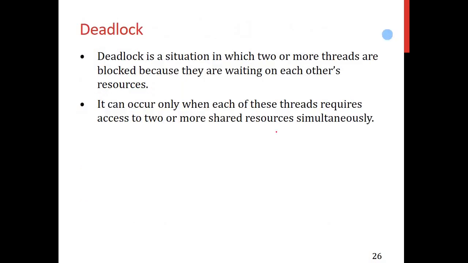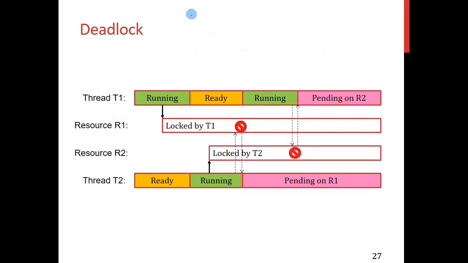A deadlock is a situation where you have two or more threads being blocked, waiting for each other's resources, and it usually occurs whenever these threads require access to two or more shared resources simultaneously. So let's look at an example of how this can occur. In this example, we have two tasks, T1 and T2, and both of them require access to resource 1 and resource 2.